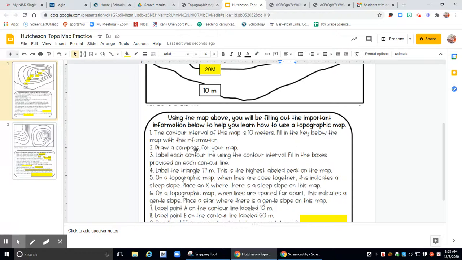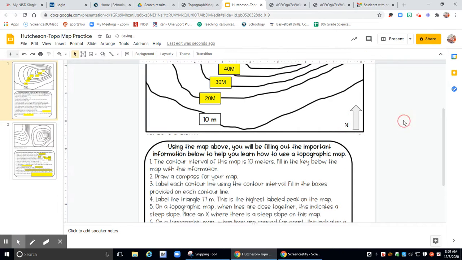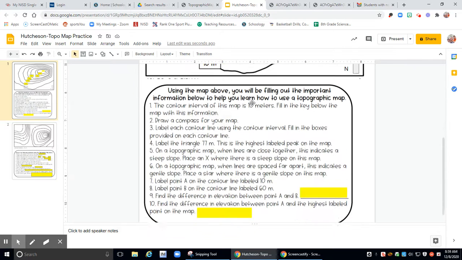Okay? So draw a compass for your map. So we're just going to draw an arrow here. So we can go over here to shapes, arrows. Let's go with an up arrow right here. Just draw it like this. And then we'll put a text box right next to it that says capital N. So that's our compass right there. It says label each contour line using the contour interval. Fill in the boxes provided on each contour line. So we've done that already.